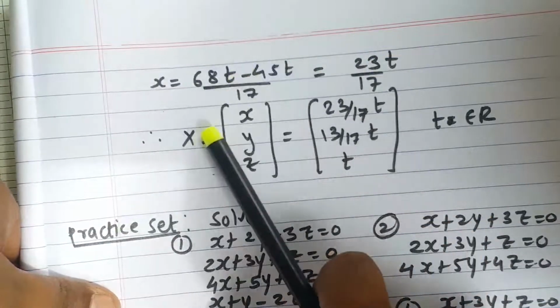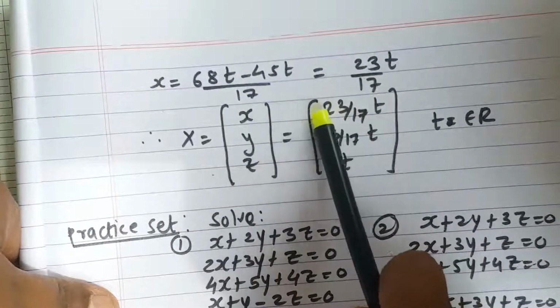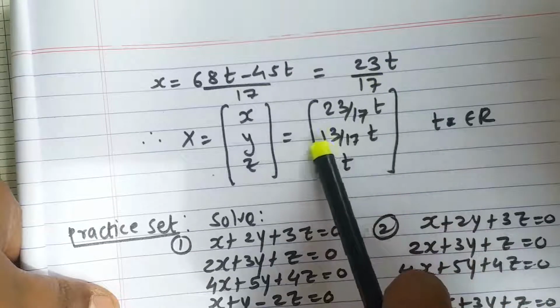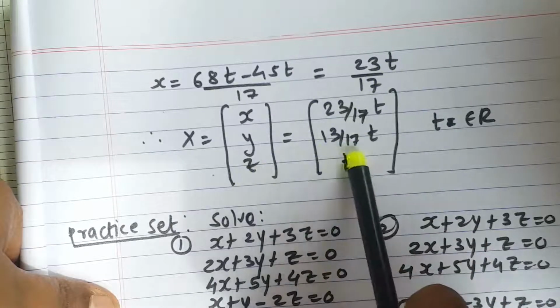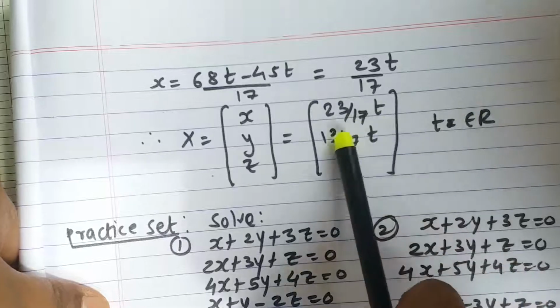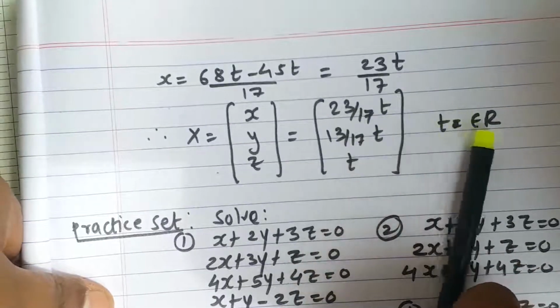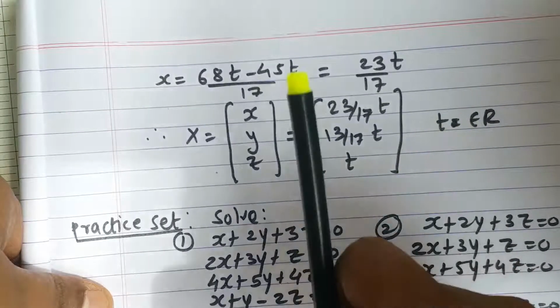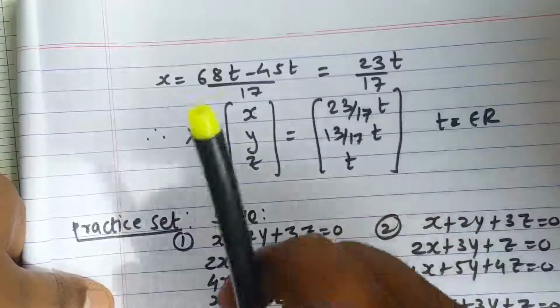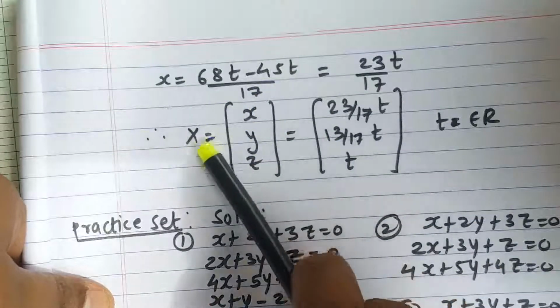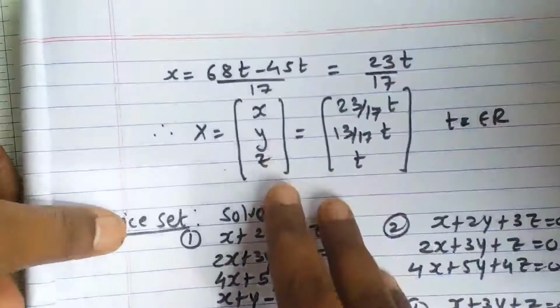So I have obtained all the values of x, y, z. That is, x is 23 by 17t, y is 13 by 17t, and z is t, where t belongs to R. So t is a real number, any real number. There are infinitely many real numbers. If you put different values of t, you'll get different values of this capital X. We will get infinitely many solutions in this case, in that way.